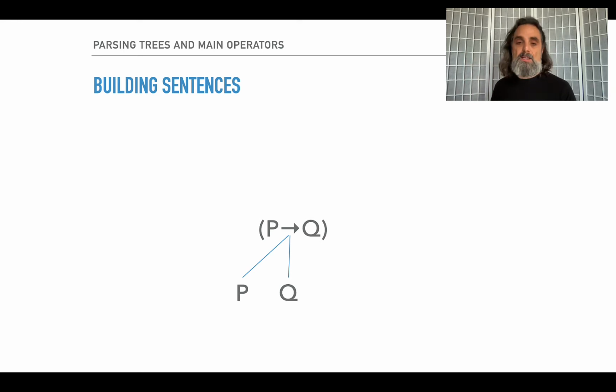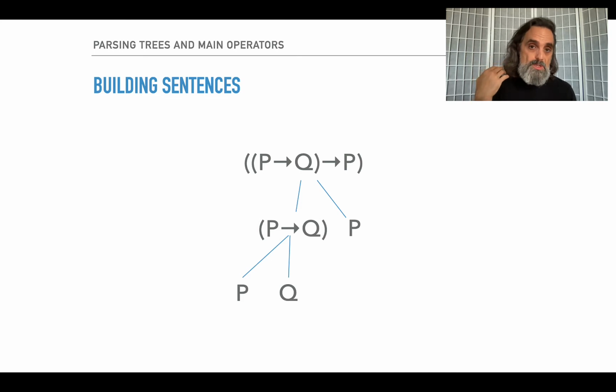Good, now that's a sentence. What about P? Well, P by our first rule is a sentence, and so now we have two sentences, (P arrow Q) on the one hand and P on the other hand, and our second rule says, look, if you have two sentences, you can put an arrow in between them and put parentheses around them, and you get a new sentence. So this is what's called a parsing tree. It's upside down, but it's a tree that shows how the thing at the top was built up from the pieces.